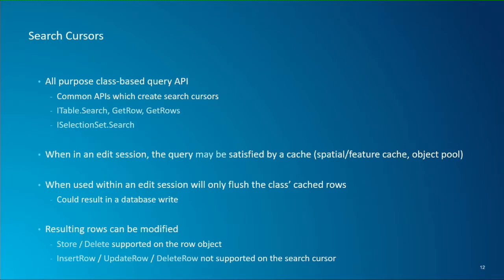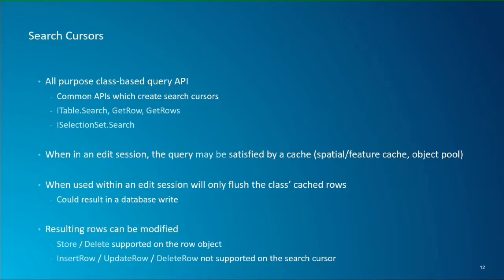Search cursors. This is sort of the all-purpose, Swiss Army knife class-based query cursor, query API. The typical APIs that support it are things such as if you call search on an ITable, or get row or get rows, okay? Those all are using search cursors. Now, the interesting thing is when you are in an edit session and you do have a search cursor, that query may be satisfied by the spatial or feature cache that exists or the object pool. We try and optimize the performance whenever possible so as to limit the number of round trips to the underlying database, okay? We try and optimize that if at all possible.